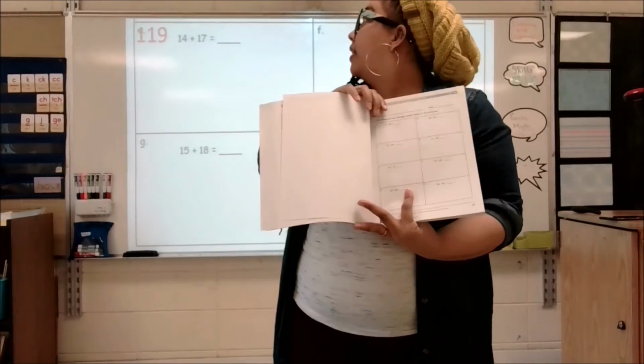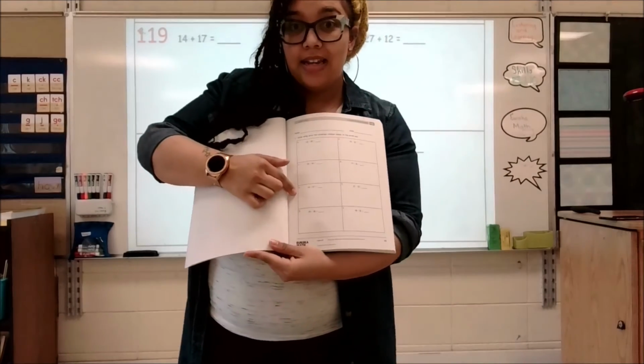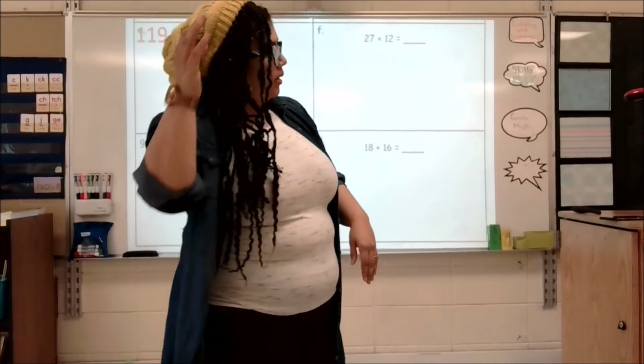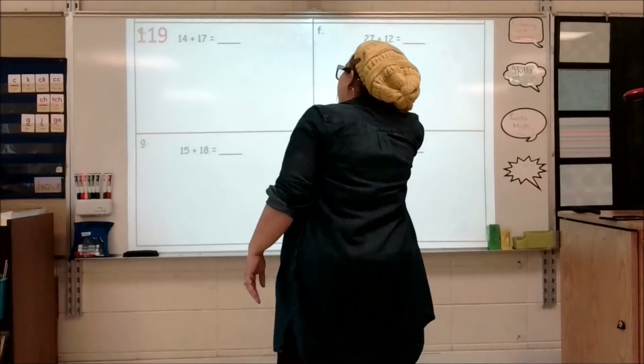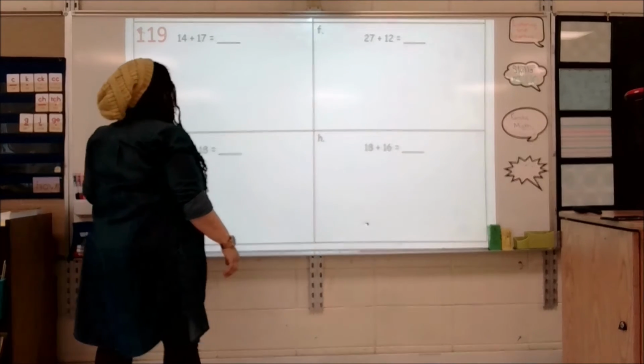Okay, so 119 letters. We're starting right here, letter E. E, F, G, H. That's what we're doing right here. So let's get into it. E reads 14 plus 17 equals blank.